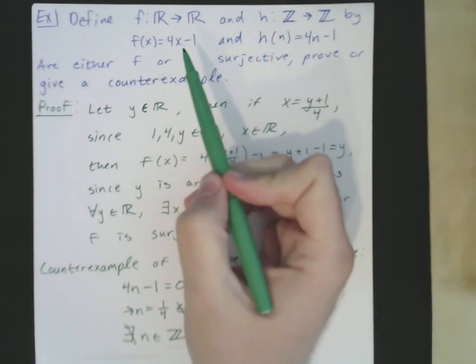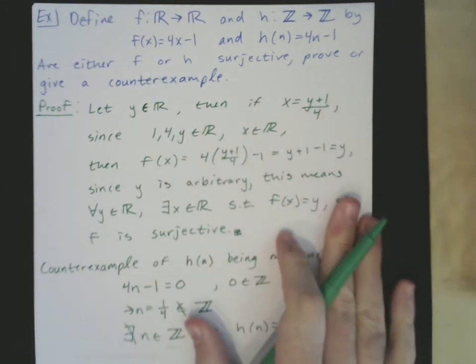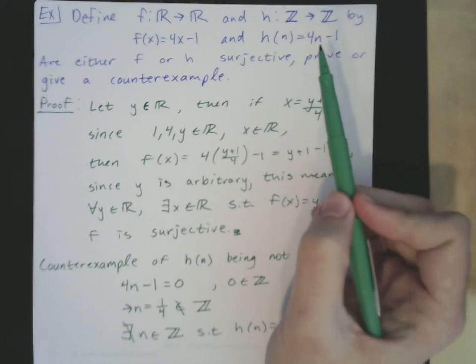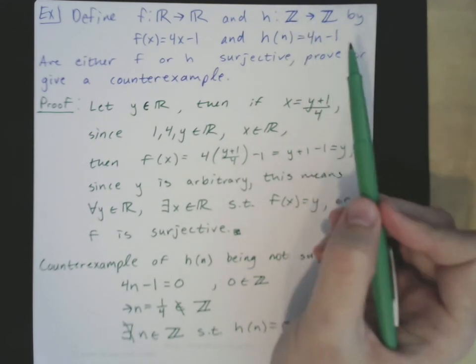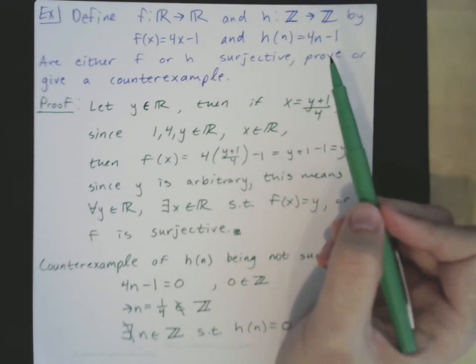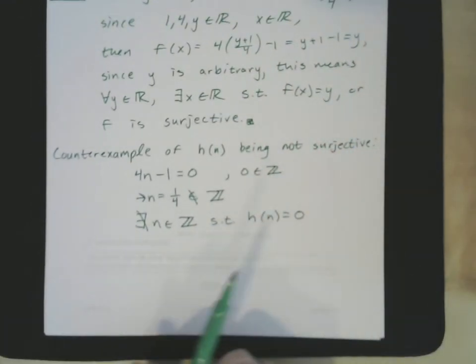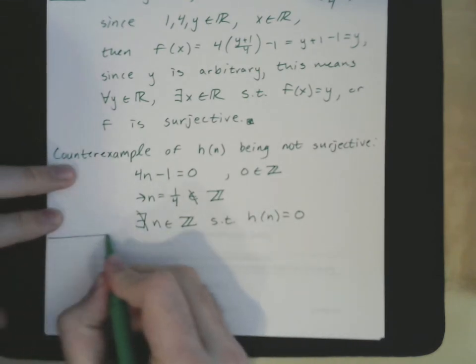So if you're not sure if something's surjective or not, and you don't know from previous experience, like we know 4x minus 1 is a line, we can graph that. When you start messing with the domains though, especially when you're dealing with integers, just set it equal to 0 and see if you can get 0. And if you can, okay, then you'll have to start thinking about some other things. But if you can't, you've got your contradiction, your counterexample right there.